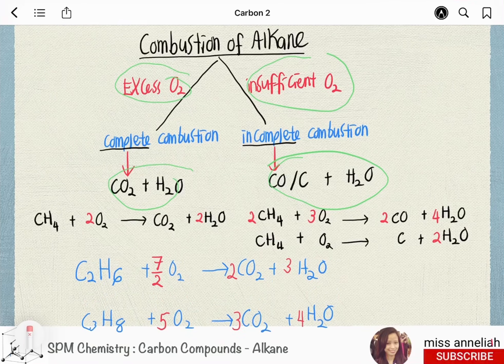Even if we leave the equation as it is, it is still correct. But if you want to get rid of the fraction in front of oxygen, we can multiply all the equation by 2. So we will get 2C2H6 plus 7 oxygen, 4 CO2, and 3 times 2, 6 water.